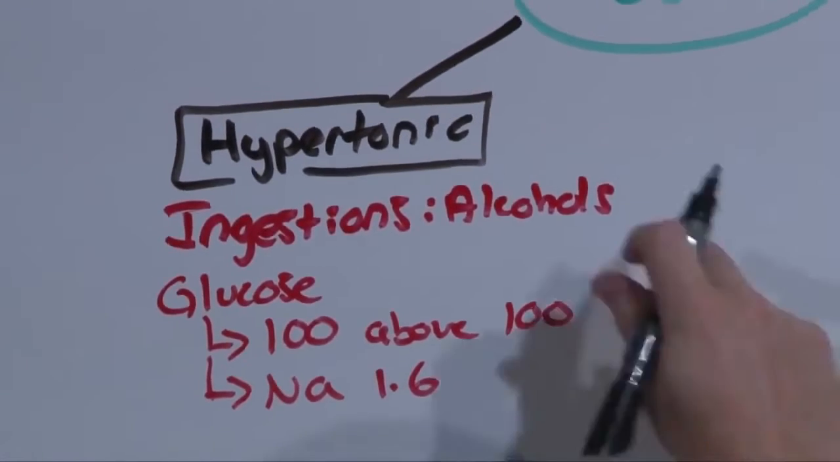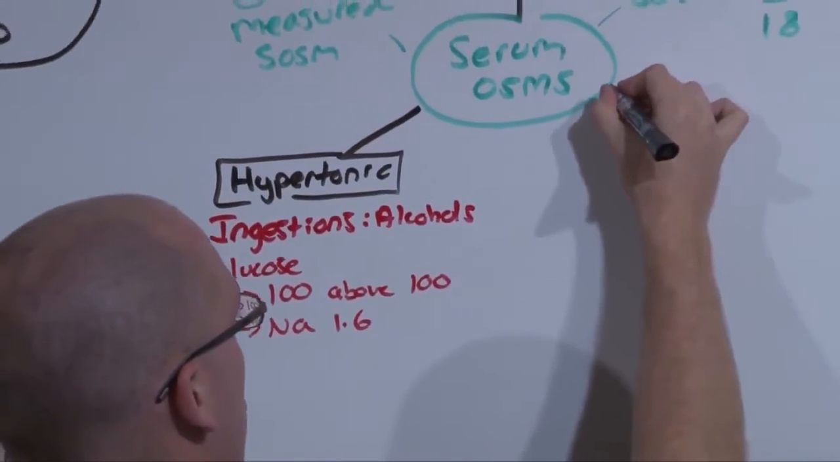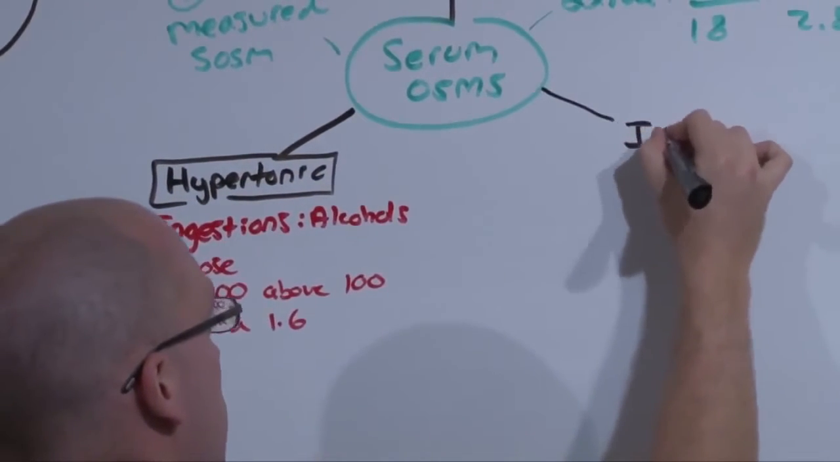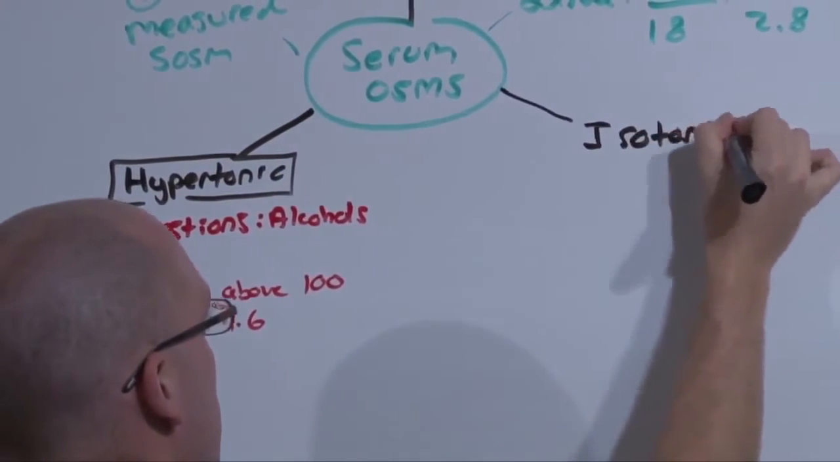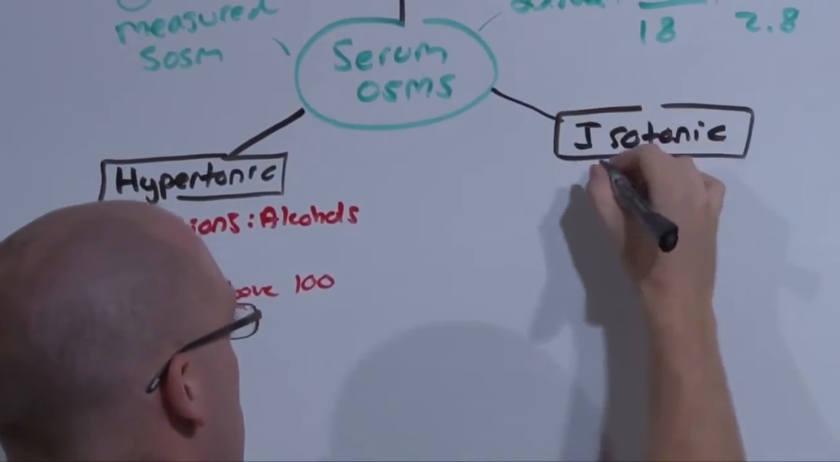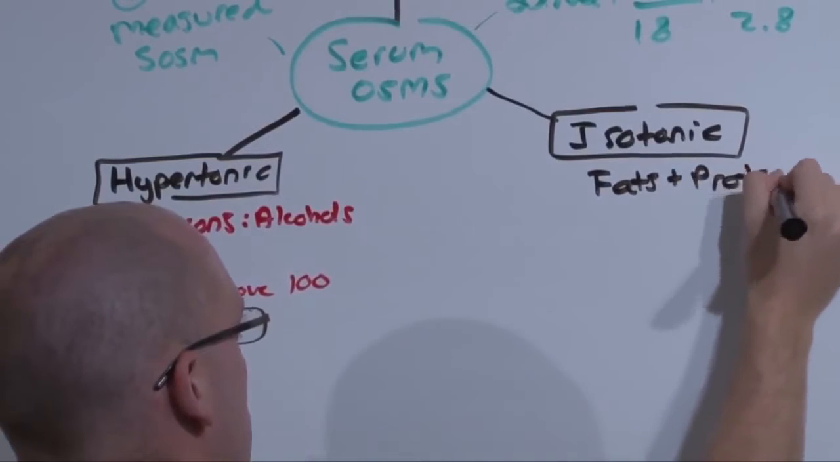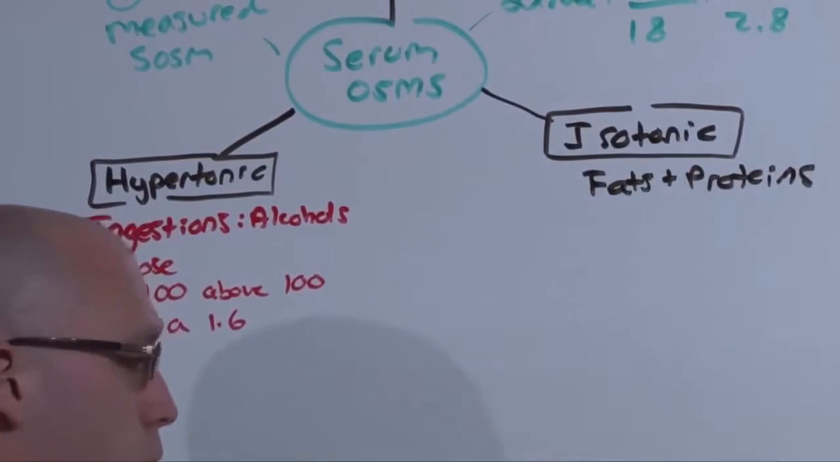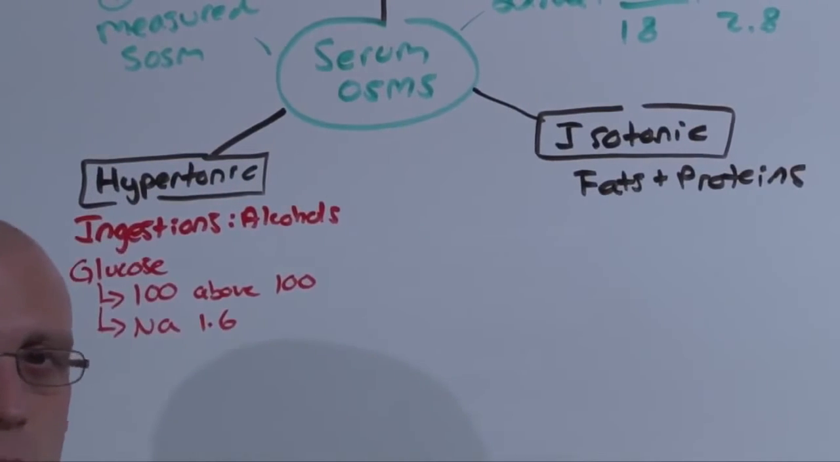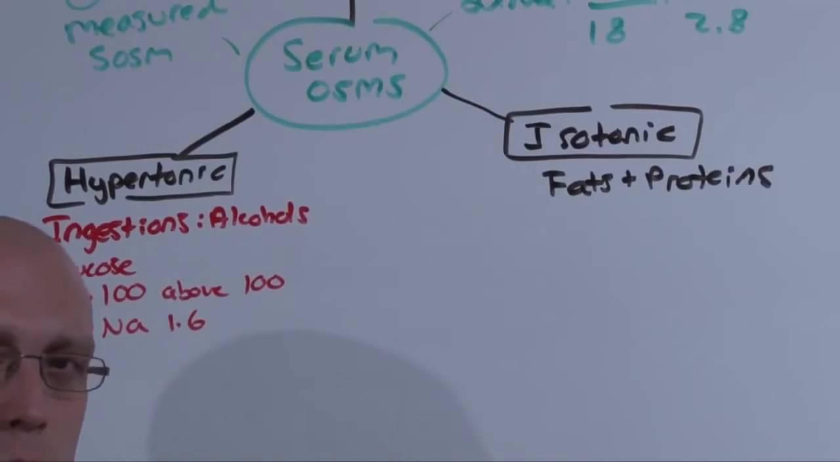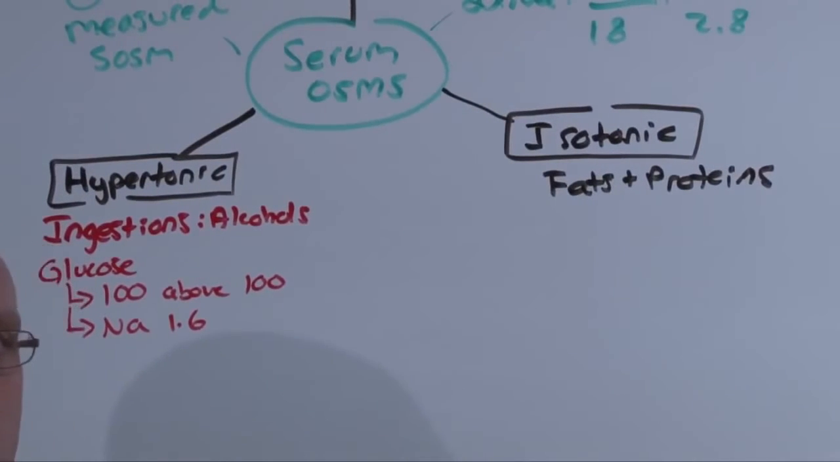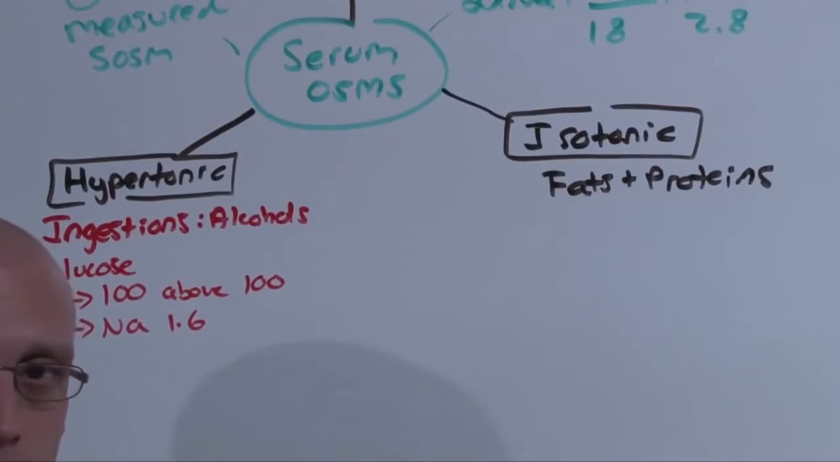There will be another time where the measured and calculated serum osms both tell you that actually they are isotonic. Again, the sodium lied to you. This is a condition in which fats and proteins disrupt the laboratory value of the sodium. Don't worry about this. If you see that the serum osms are actually normal, they don't have a disorder of free water, you ignore it.